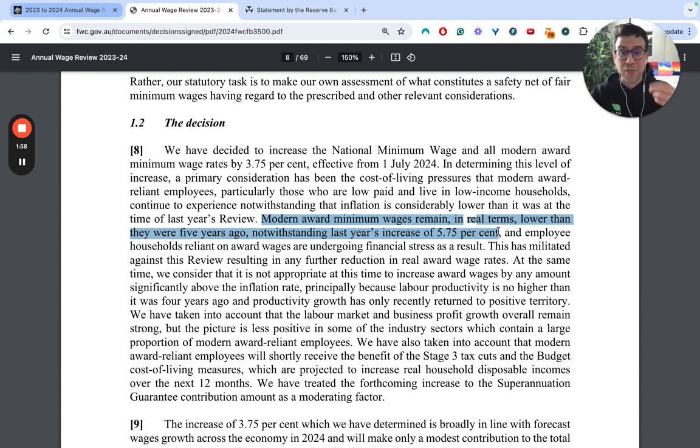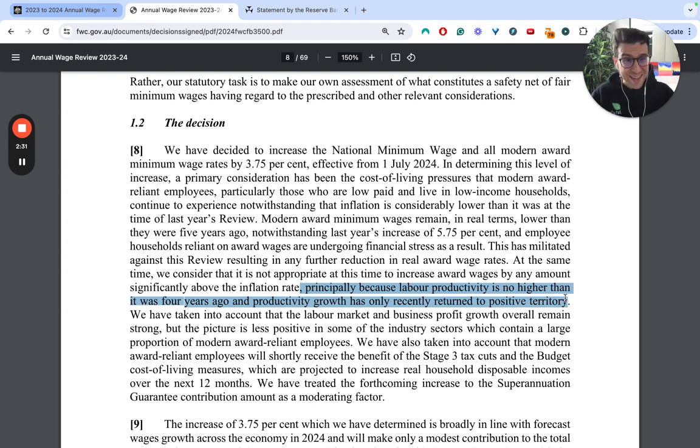Now note, they've said though that they didn't put it greater than 3.75% because at the same time, labour productivity is no higher than it was 4 years ago, and productivity growth has only recently returned to positive territory. So in other words, what they're saying here is if they put it any higher, they're concerned that it will in turn create further inflationary pressures in the economy, therefore worsening the exact thing that they were trying to solve, right? So remember, labour productivity and productivity growth is the things that enable wage growth without inflationary pressure.